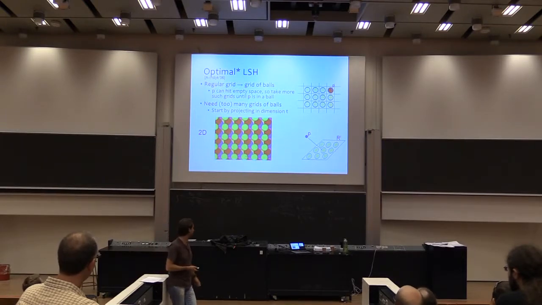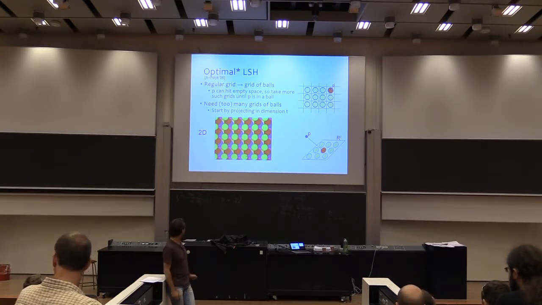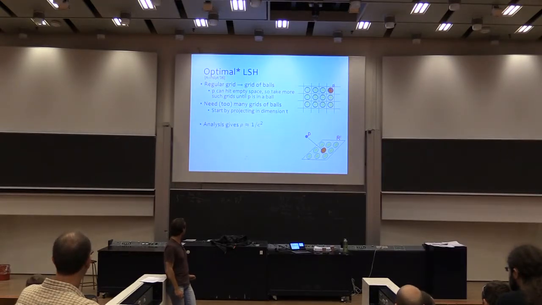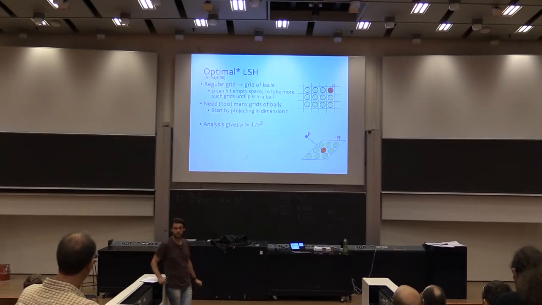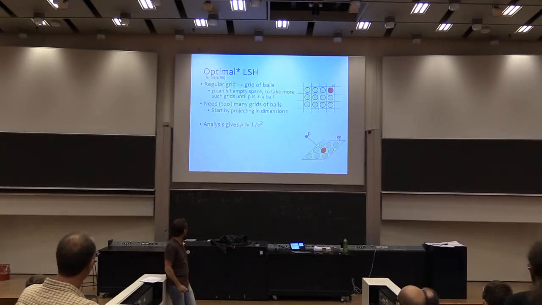This is how it looks. So point p will be projected into one of these balls. This is the partition. And one can prove that in this situation, rho will become 1 over c squared. Okay, which is an improvement over Hamming space, where this exponent was 1 over c.